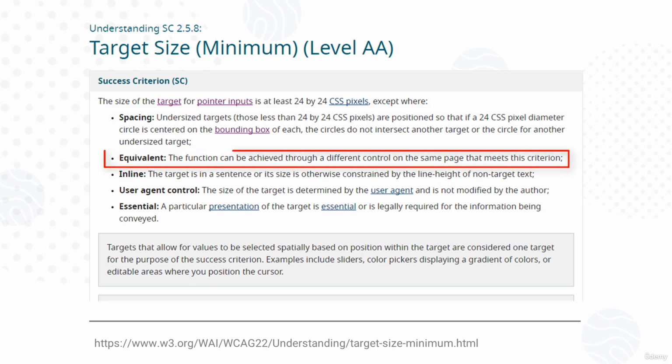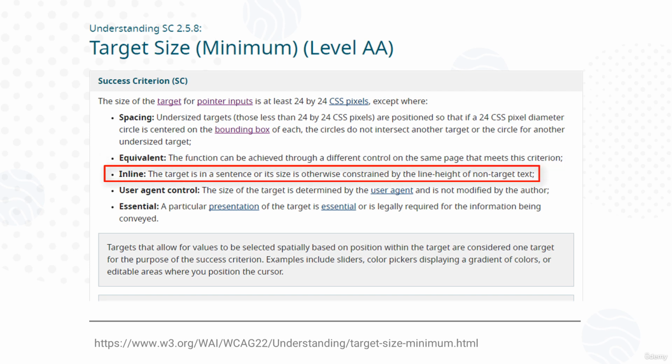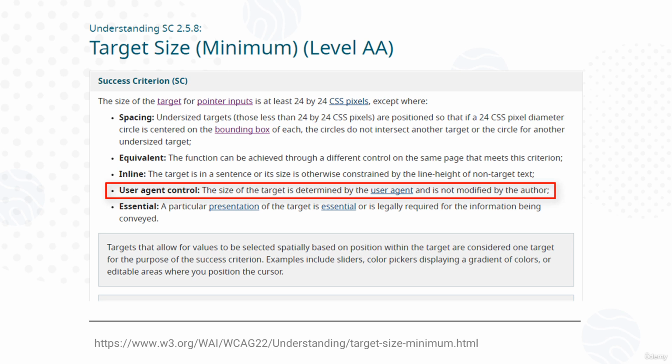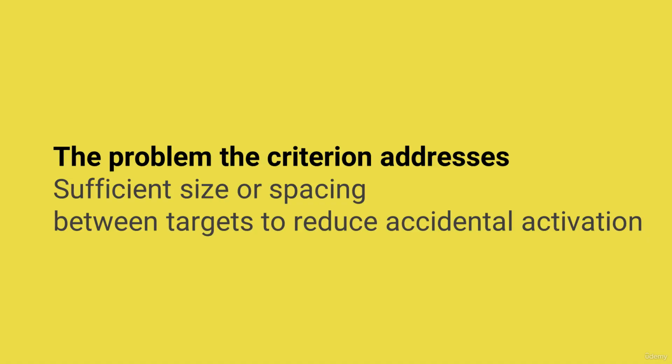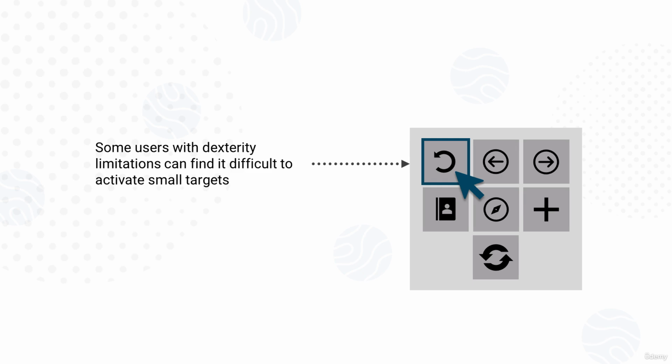There is an equivalent control on the page that passes the criterion. Where the target is in a sentence, this is exempted by the line height of the non-target text. And lastly, when the target size is determined by the browser and is not modified by the author, there is no requirement.